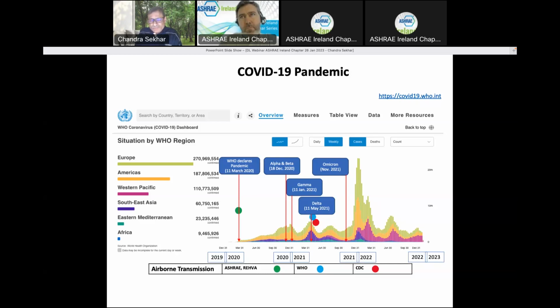And the main purpose for me to show this slide was to say that when it came to the transmission mechanisms, there was a lot of debate going on in the early days in 2020. However, there were certain groups, certain technical and professional societies like ASHRAE and REHVA, that acknowledged that the airborne transmission route is probably one of the important mechanisms that we should not ignore.